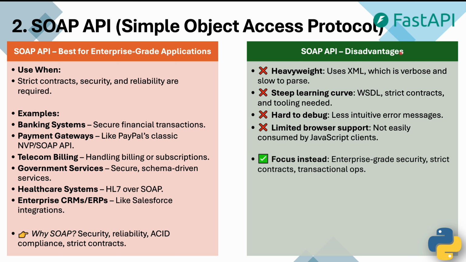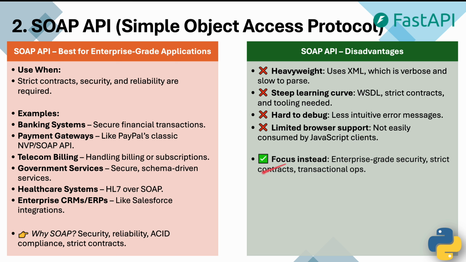SOAP API disadvantages. Heavyweight. SOAP API is heavyweight. It uses XML, which is verbose and slow to parse. Steep learning curve. SOAP API has a very steep learning curve with WSDL, strict contracts, and tooling is needed. Hard to debug. There are less intuitive error messages in SOAP API. Limited browser support. Not easily consumed by JavaScript clients.